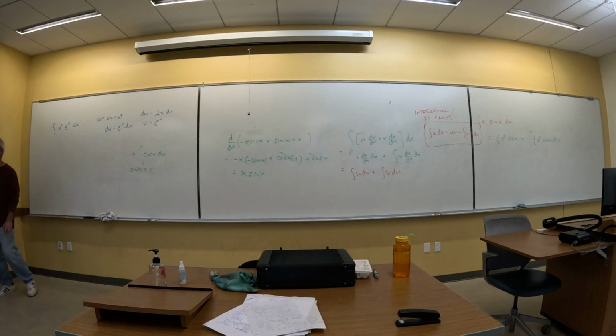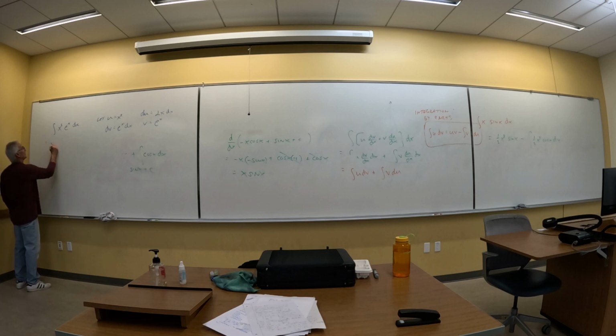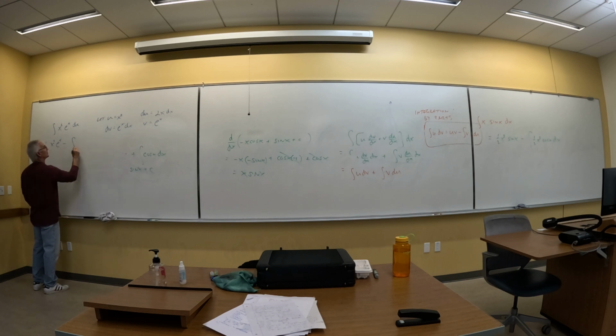Yeah, that's your favorite question, right, in calculus? What's the integral of e to the x? So, what do we got? We got uv minus the integral of v du. So minus 2x e to the x dx.